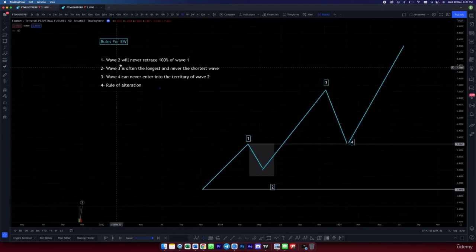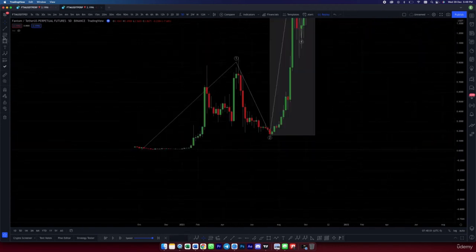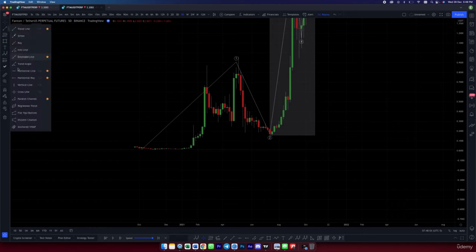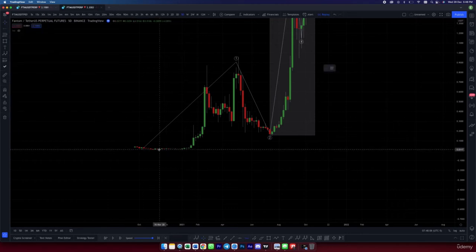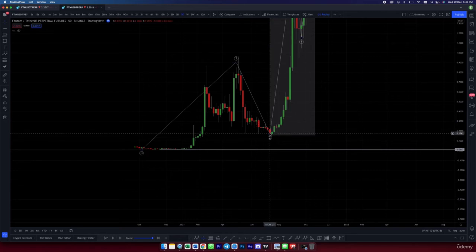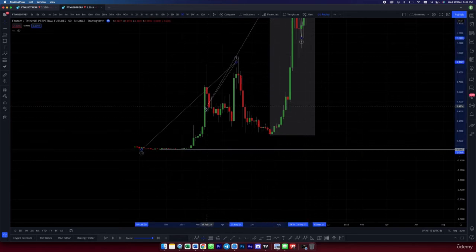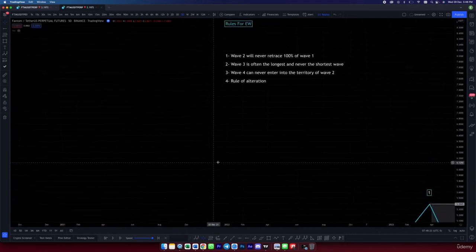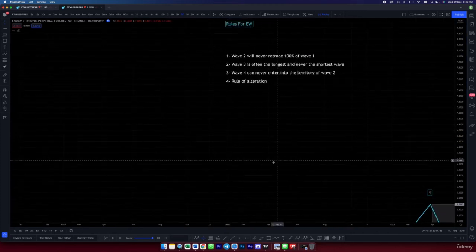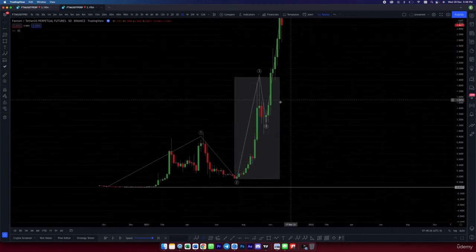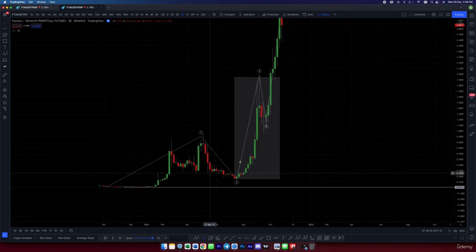First, wave 2 will never retrace wave 1 by 100%. So if we draw, we can see it here also, but let me just draw a horizontal line. So wave 2 did not retrace wave 1 by 100%. Rule number 2 is wave 3 is often the longest and never the shortest. So we have already seen this in terms of box that it is not the shortest wave. Wave 1 is the shortest in this structure.